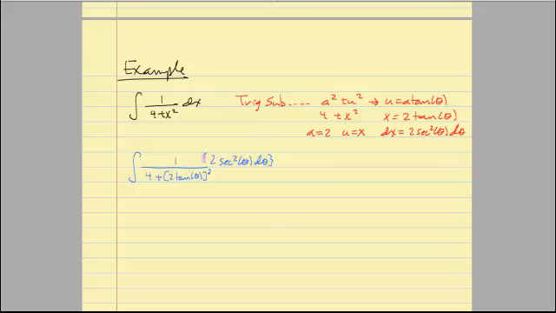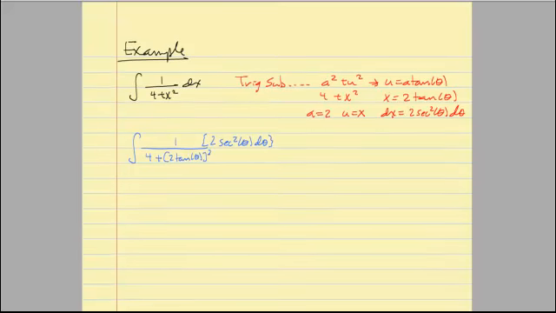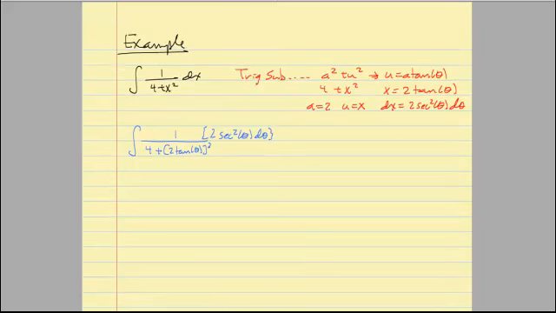Now it's our hope that what we have here is actually easier to integrate than my original, and it actually looks quite a bit worse, but we can simplify this. So let's go ahead and simplify this a few steps. First of all, I have 2 secant squared theta d theta in my numerator. In my denominator, I'm going to have 4 plus 4 tangent squared theta.